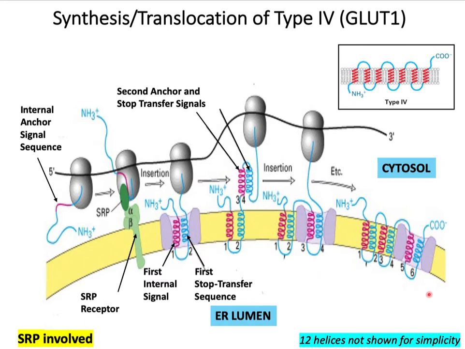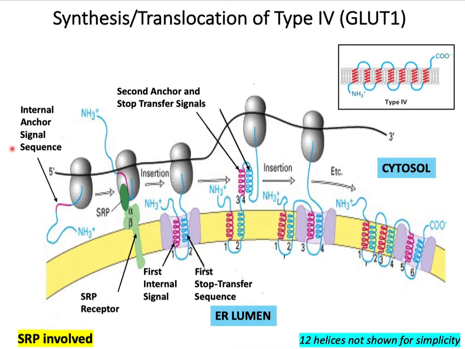In this example, we are looking at the GLUT1 transporter, which passes through the membrane an even number of times, such that the N terminus and the C terminus both end up on the cytosolic side of the membrane. And the signal recognition particle is involved in this particular case as well. So what happens is that the initial steps are the same.